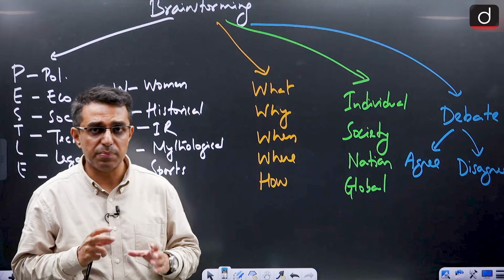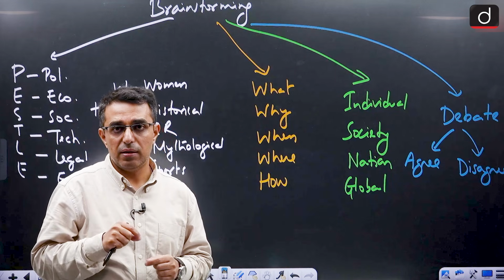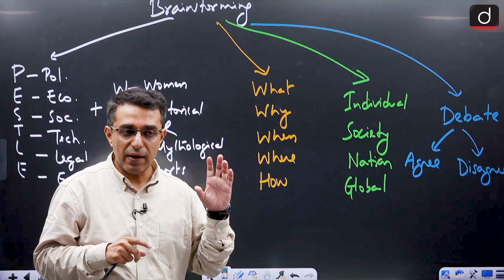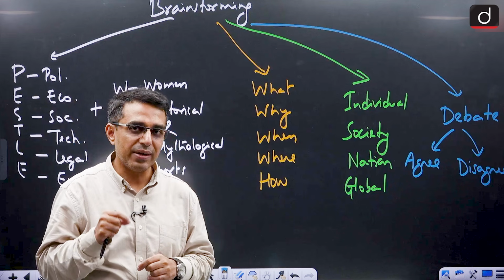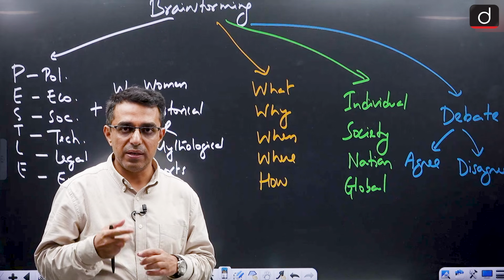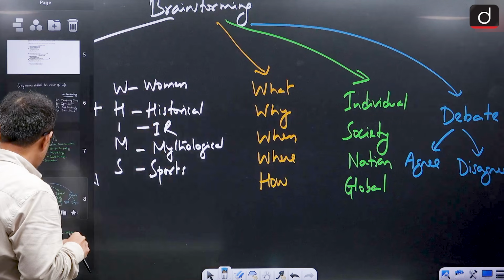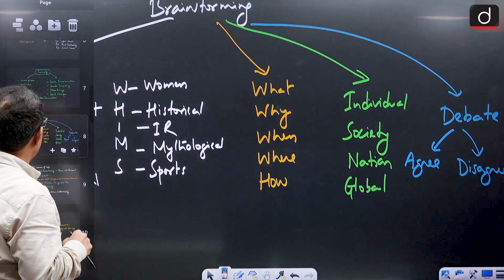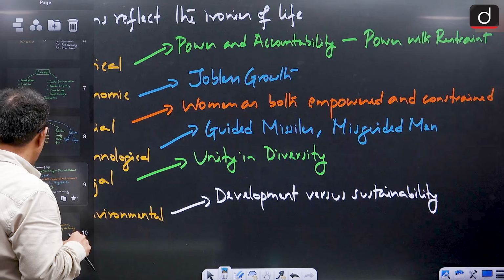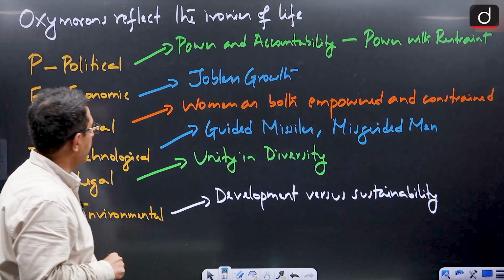Then this will give us breadth. Finally, when we have the dimensions, we have to think of relevant examples also, which will give the essay depth, right? So now let's come back to the topic we were looking at: oxymorons reflect the ironies of life.